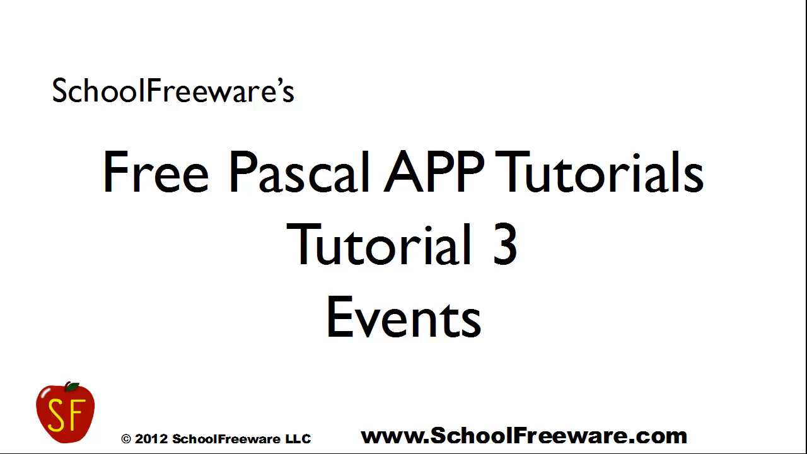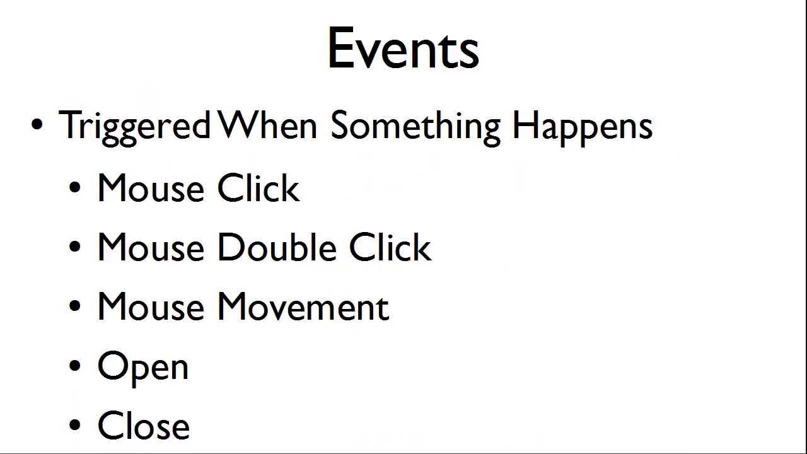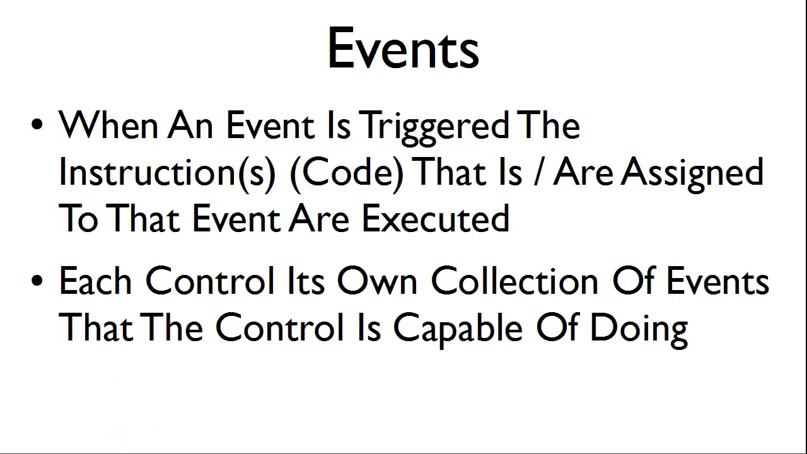Tutorial 3, Events. Events are triggered when something happens. For example, a mouse click, a mouse double click, the mouse is moved, something is opened, something is closed. When an event is triggered, the instructions or code that are assigned to that event are executed. Each control has its own collection of events that the control is capable of doing.